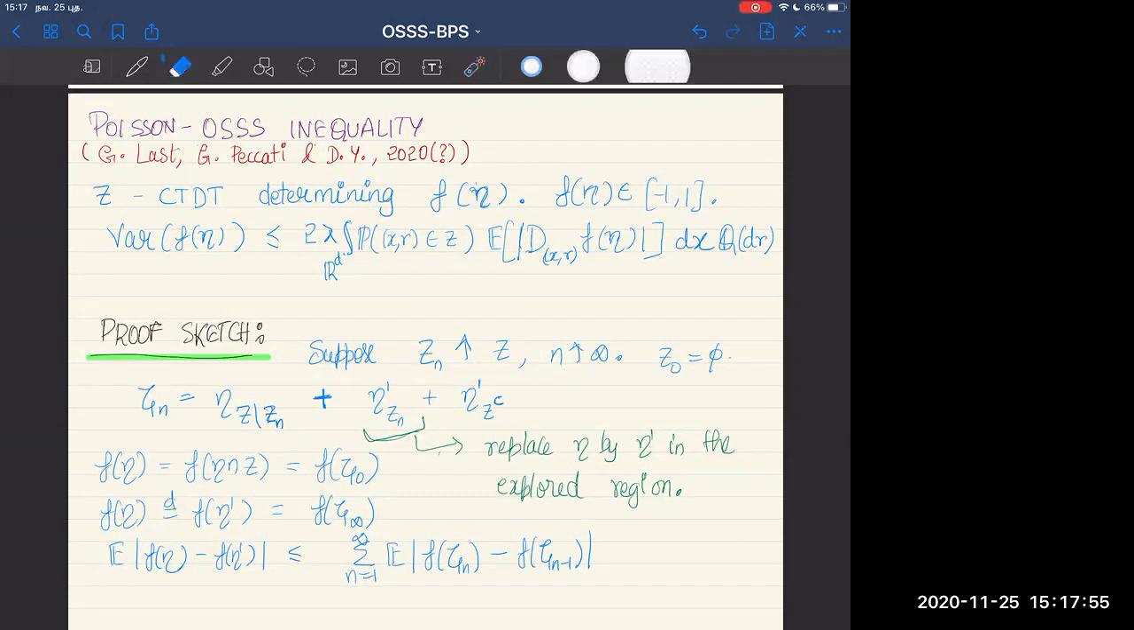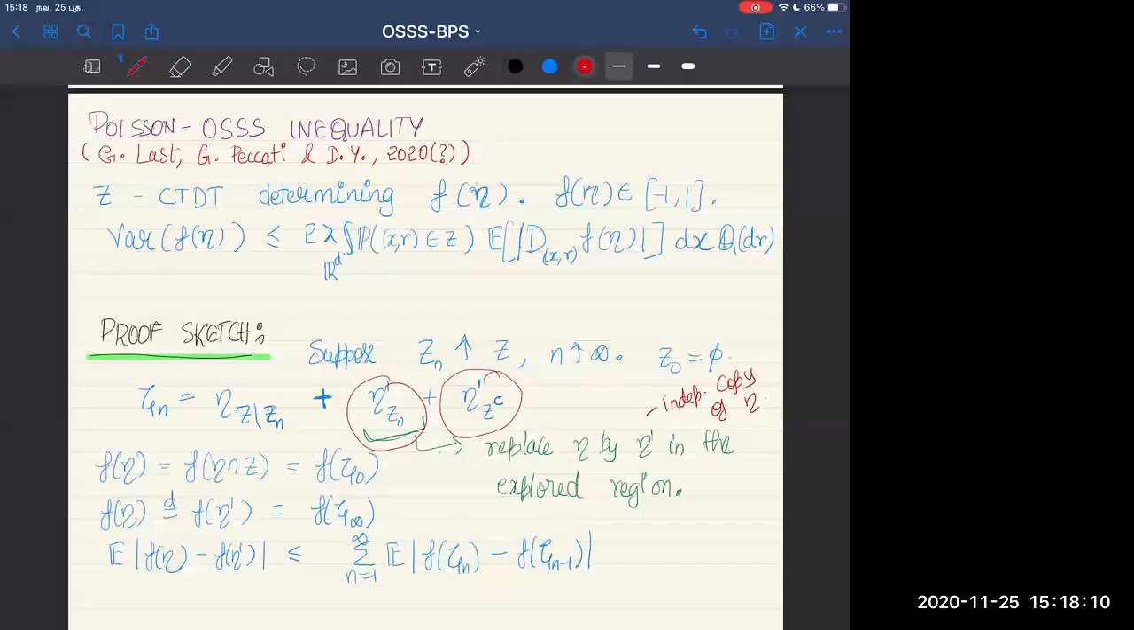Eta prime is an independent copy of eta. So you replace inside Zn eta by an independent copy. Outside Z it is independent, you can say it is independent of eta. So you are slowly replacing, little by little, eta by an independent copy of itself. And eventually, you go from eta to eta prime.